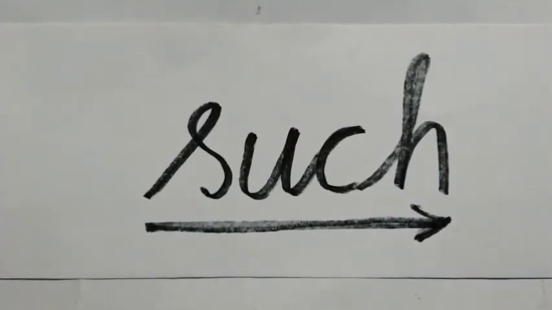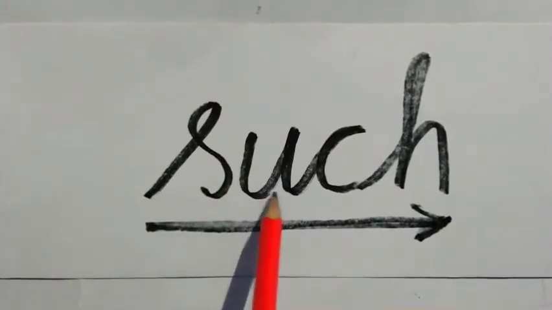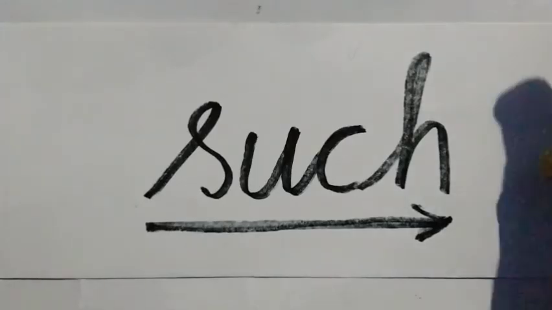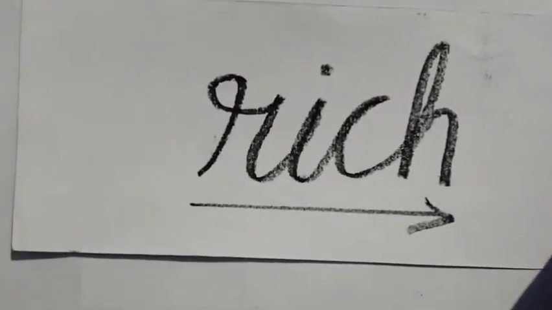Look at the word such. Such. Repeat again. Such. S-U-C-H. Such. Say again. S-U-C-H. Such. Start writing the word such. I am going to start countdown. 3, 2, 1, 0. Let us see the next word.